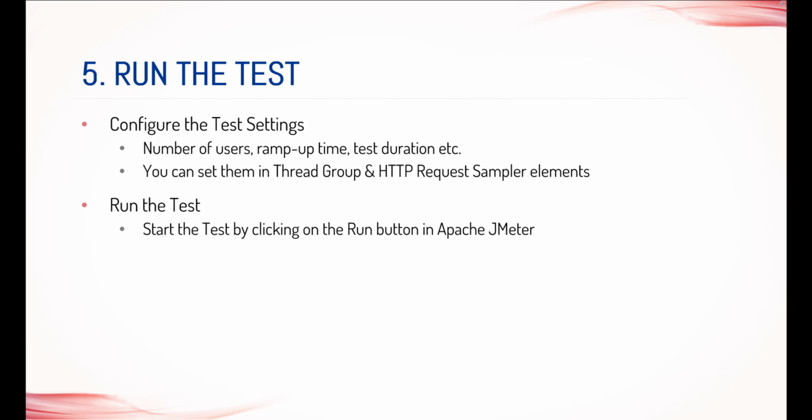Configure the test settings. The next step is to configure the test settings that we want to run the test with. This would include details like number of users, ramp-up time, test duration, etc. You can set them in the thread group and HTTP request sampler elements. Run the test. Once we have the test configuration settings in place, we are good to proceed with our testing. Start the test by clicking on the Run button in Apache JMeter.